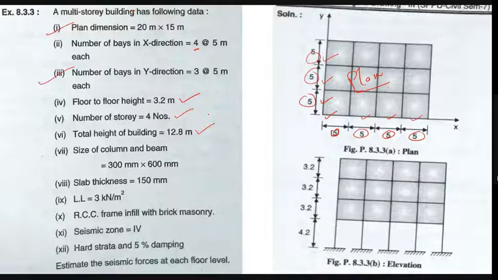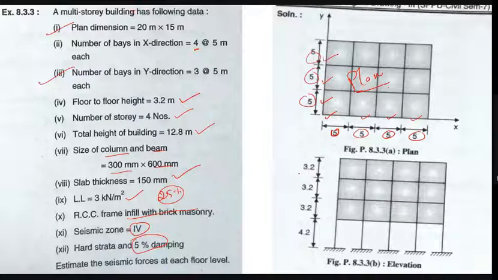And here he has given the size of the columns, beams, slabs. Size of the column and the beam are 300 mm by 600 mm. Slab thickness is 150 mm. Live load he has given 3 kilonewton per meter square, which is lesser than or equal to 3 kilonewtons, so we will take 25%. So RCC infill with brick masonry, it is falling in the zone number 4, and hard strata, 5% of damping is done. So draw as per the diagrams given.